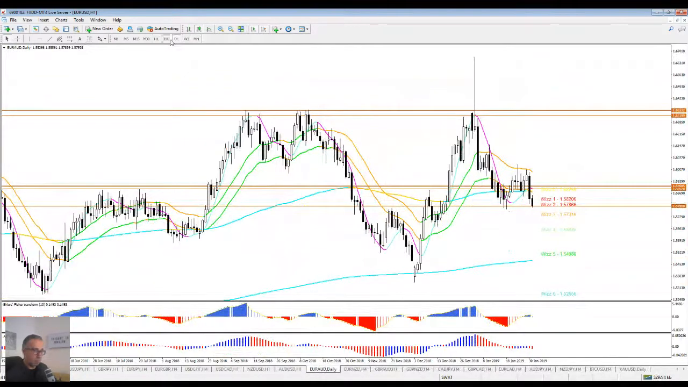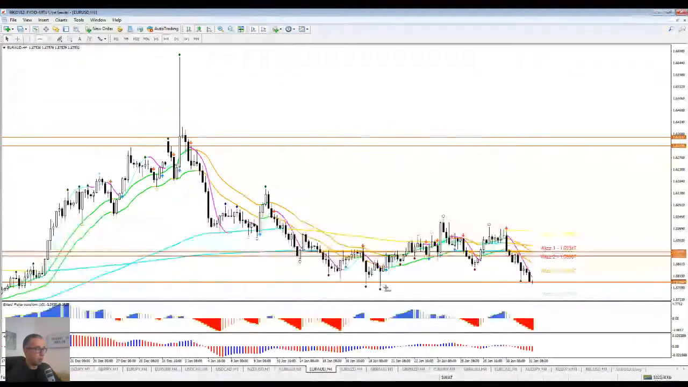Let's see. Pretty good momentum below the third Wiz level, closer to the fourth at this moment. Good HMA, a lot of momentum at this point. Second break below the 21 already has happened.